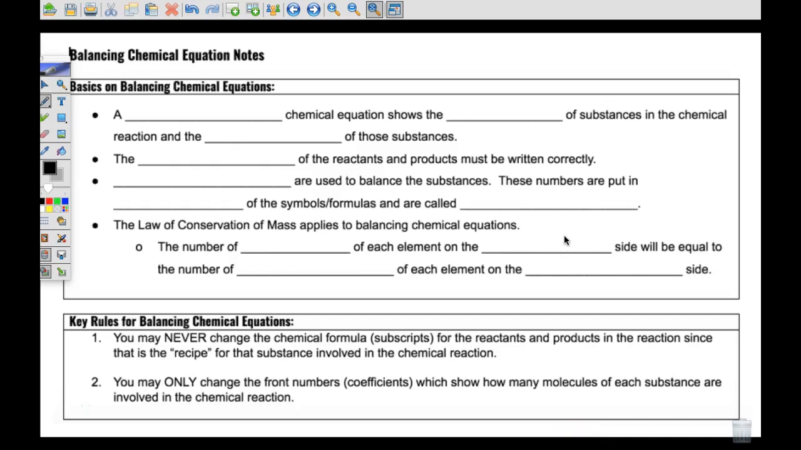Our third target of our chemical reactions unit is learning how to apply the law of conservation of mass in terms of balancing chemical equations. But first, before we start, we need to focus on some basics.